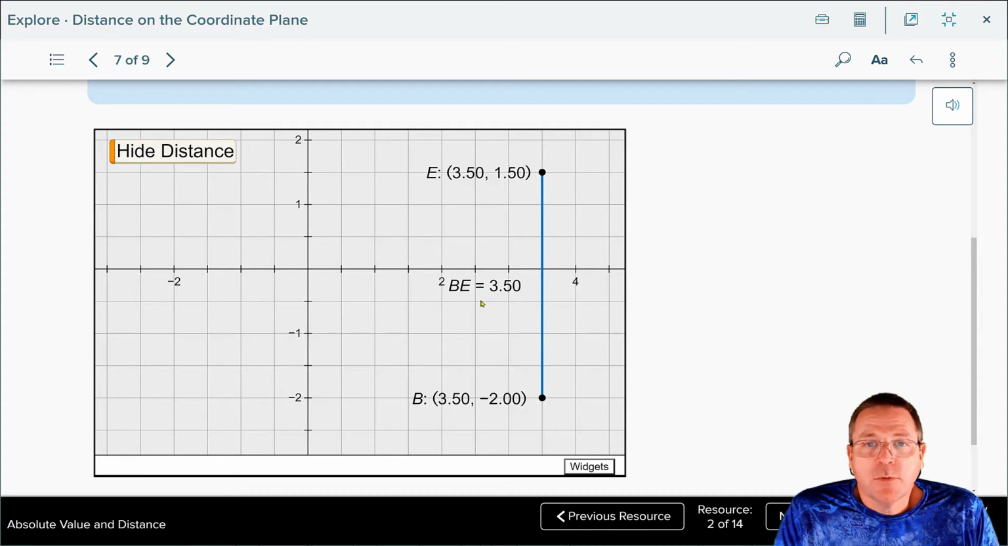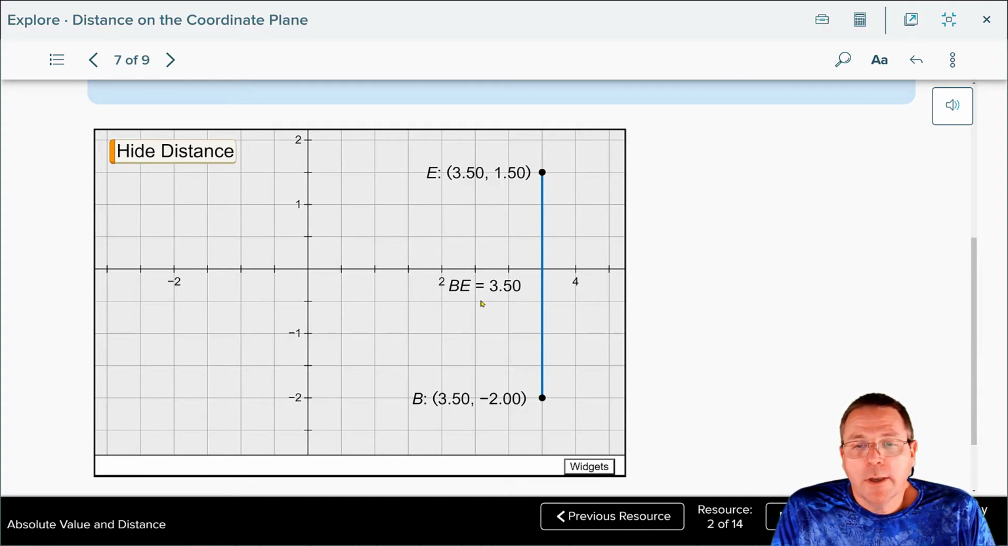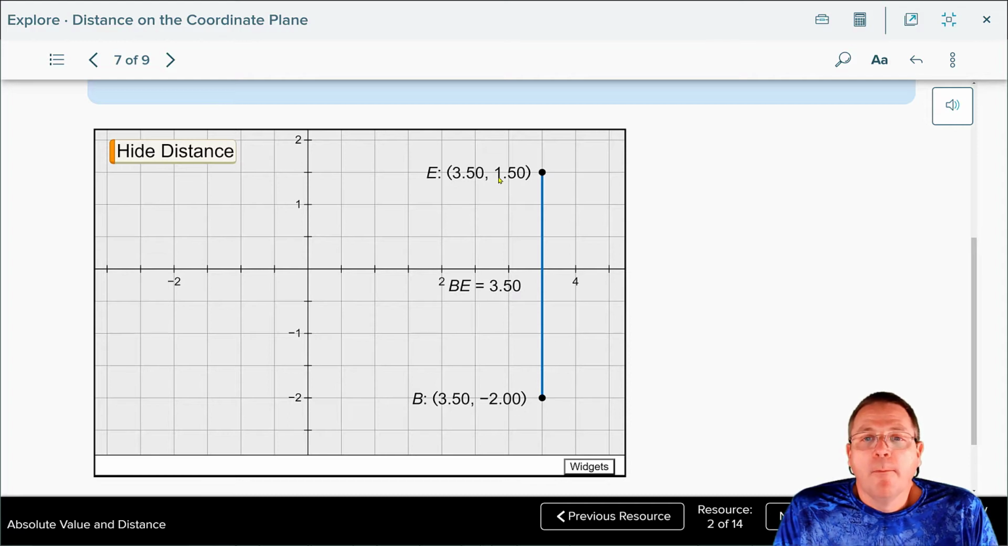Now there is an algebraic way that you could do this, where you would do a -2 minus 1.5, which would give you -3.5, and then you would use the absolute value there to get 3.5, but we haven't really done a whole lot of work with integers yet, so don't stress that one.